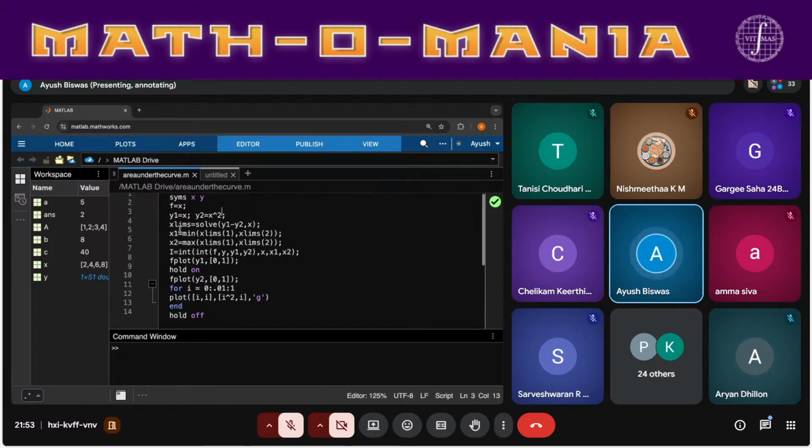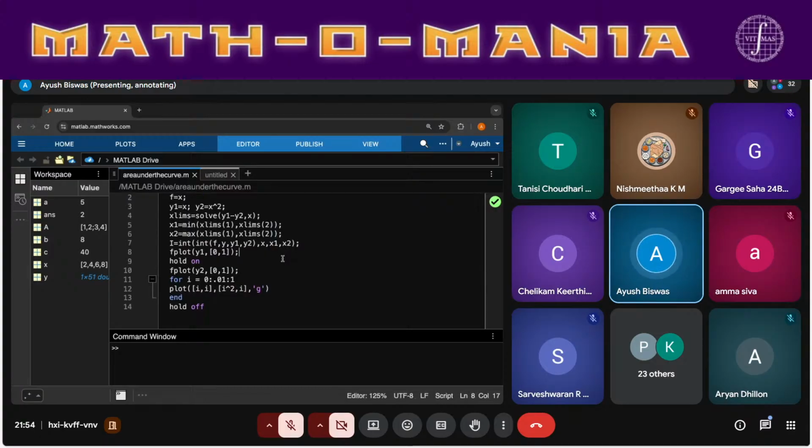So then we move on to the fifth line, x1. So xlimbs outputs two values, and if we look at our function, x and x squared meet at 2 points, which correspond to 0 and 1 on the x-axis. So xlimbs basically gives us 0 and 1. Xlimbs 1 and xlimbs 2 are basically 0 and 1, and min of that gives us 0. So x1 is basically 0 and x2 gives us 1 because it's the max of these 0 and 1.